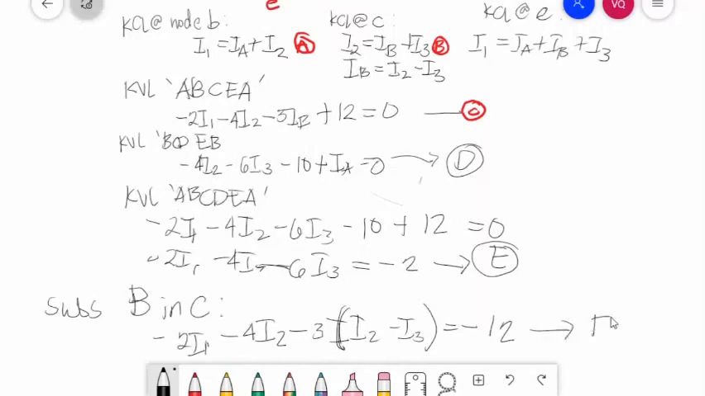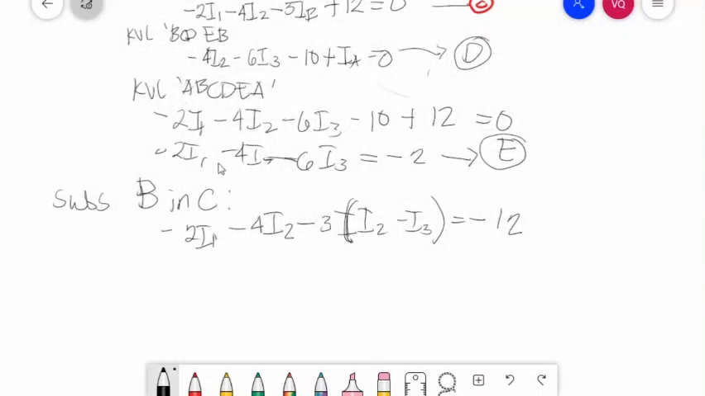So equation E, equation F. Ay, hindi muna equation F. Simplify muna natin. So that will become negative 2I1 minus 4I2 minus 3I2, so minus 7I2. Then negative, negative, positive 3I3 is equal to negative 12. Okay, so this is my equation F.